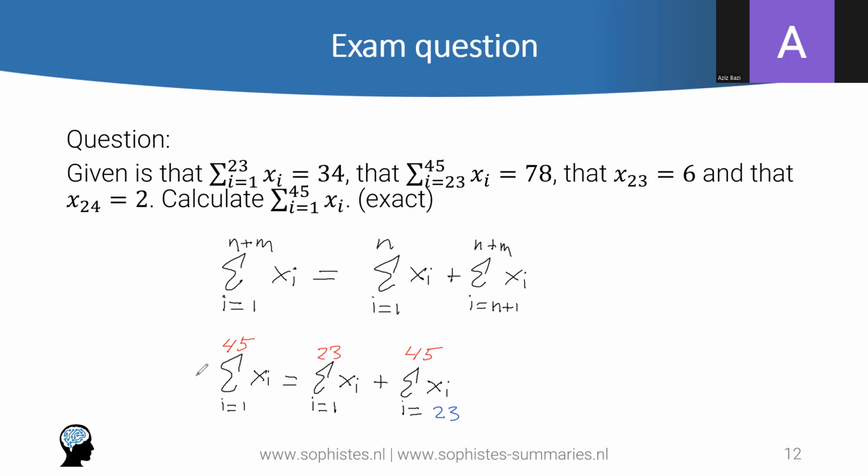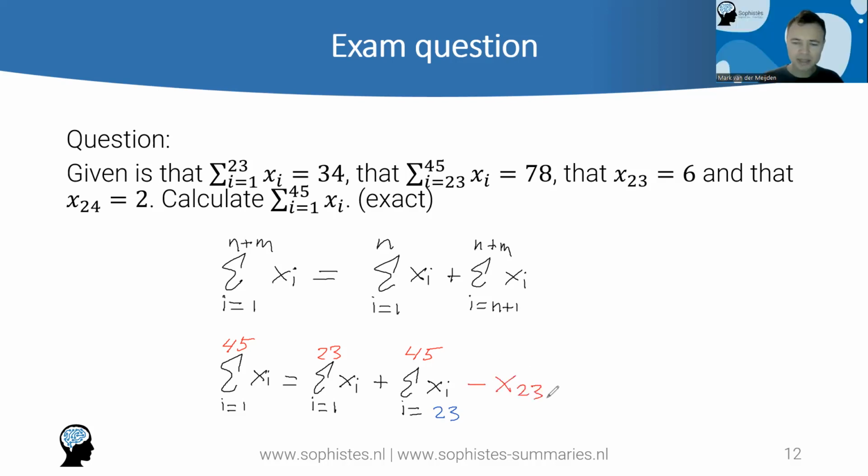Do the two sides balance, or do I need to make a correction? Yes, a correction. How can I make a correction? Should I add or subtract anything? Subtract 23, yes, very good. Subtract the x23. So here's what happens. I want to have all the terms from 1 to 45, but the 23 is counted twice. So to correct for it, I need to subtract the x23.